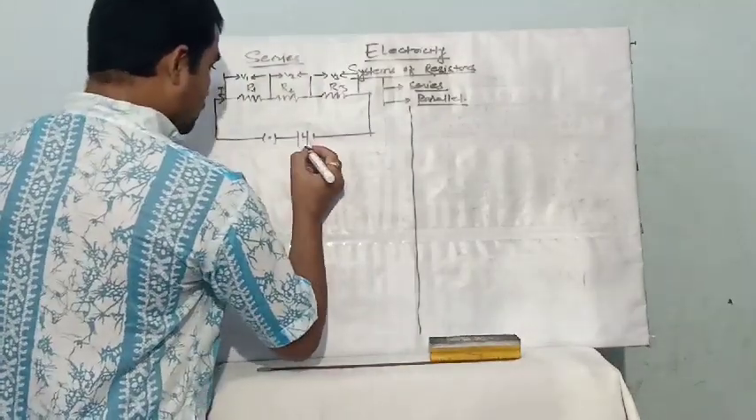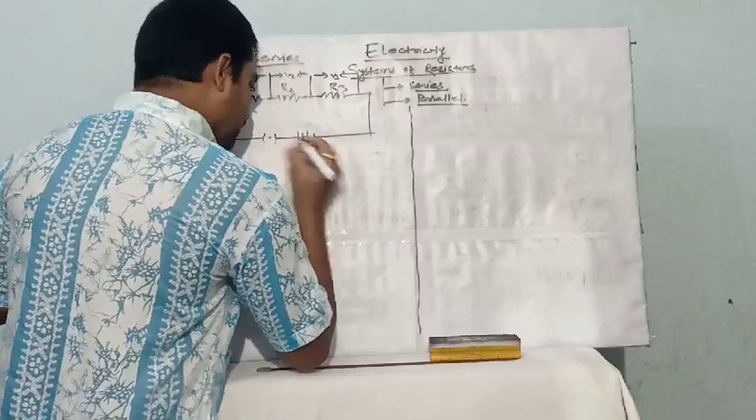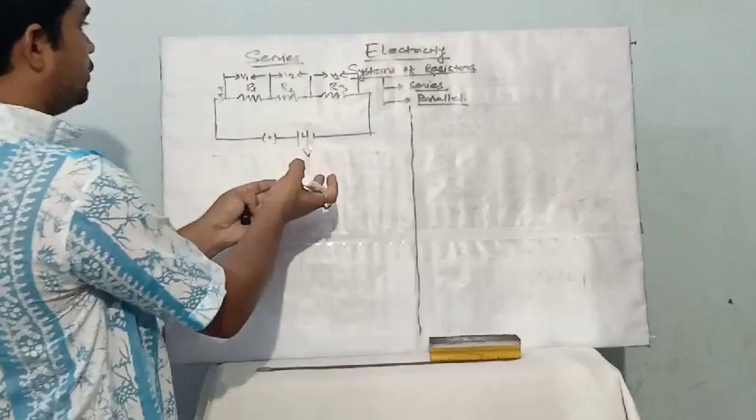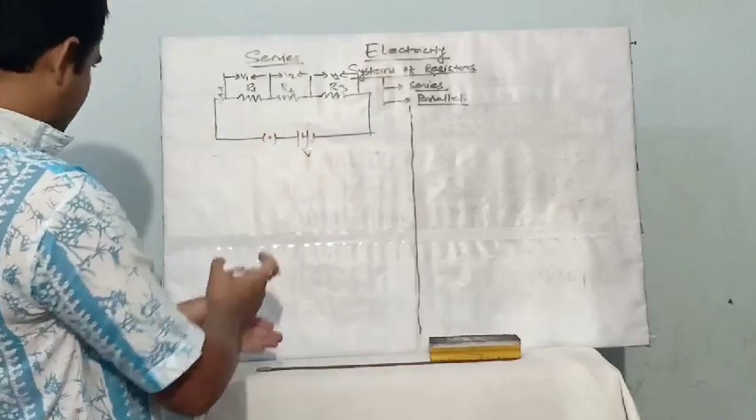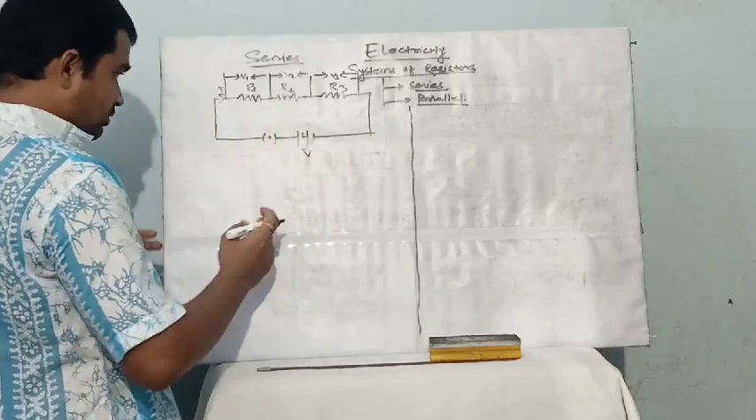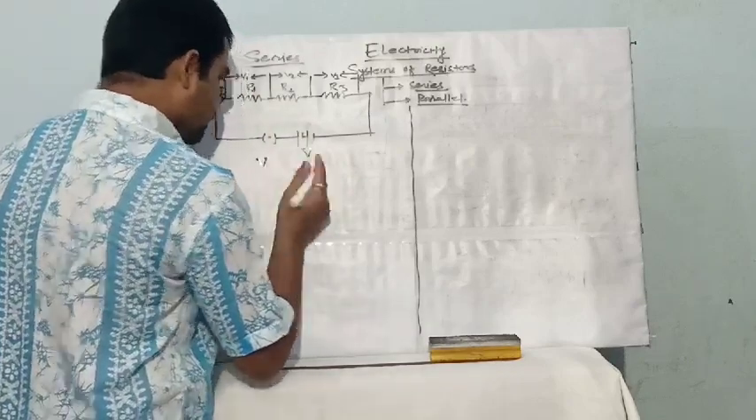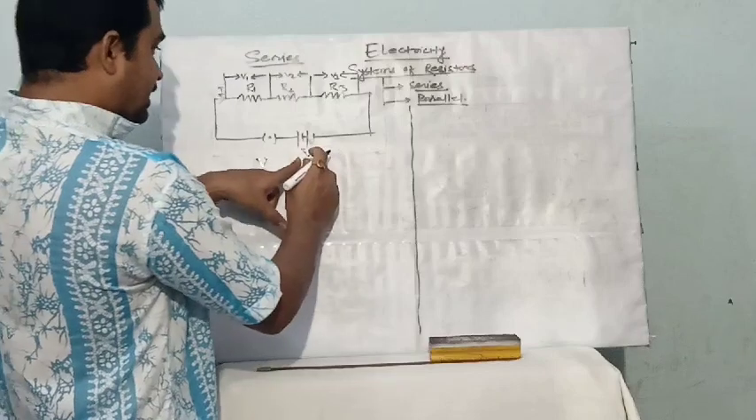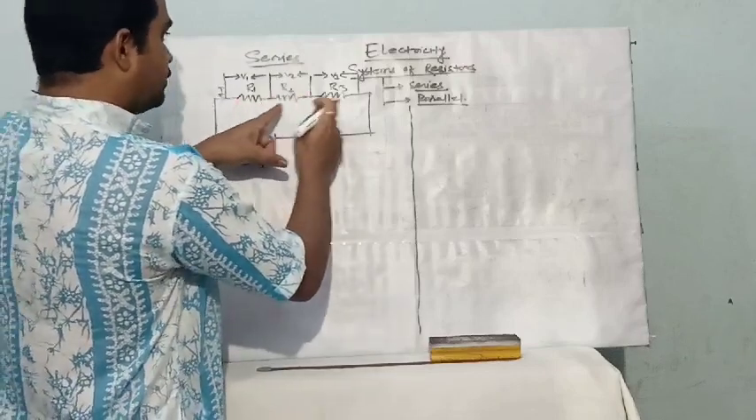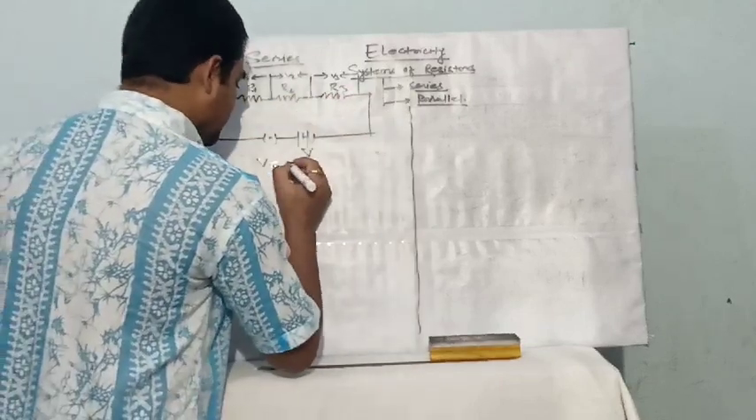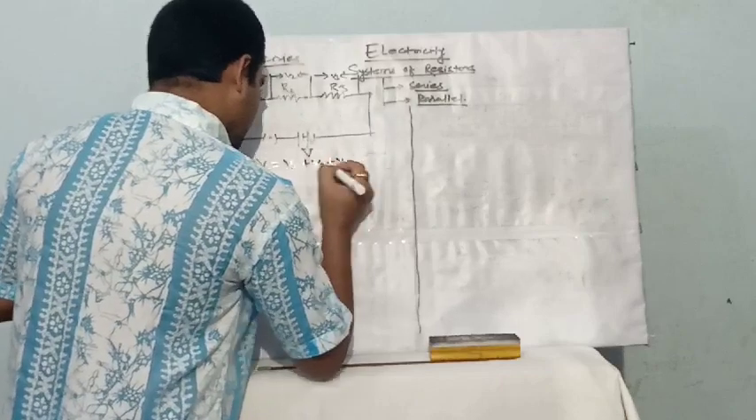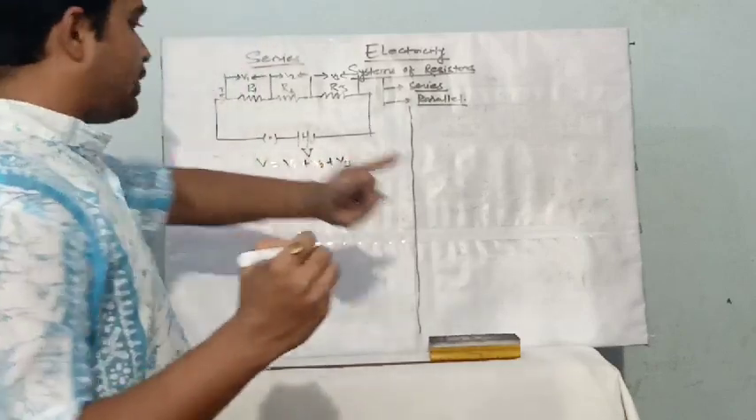So now if V is the potential difference across the total combination, then in the series combination, the total potential difference is equal to the sum of the potential differences across the individual resistors. That is V is equal to V1 plus V2 plus V3. So we have two properties.